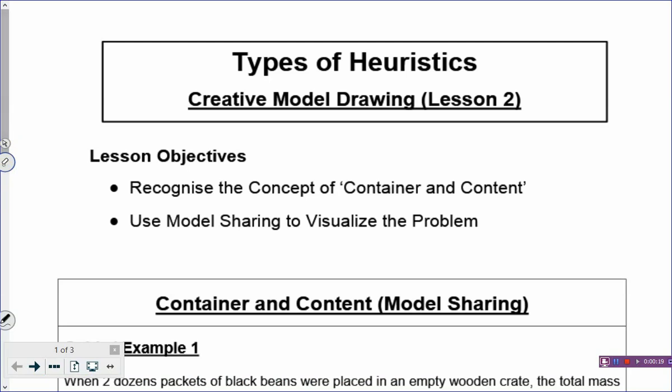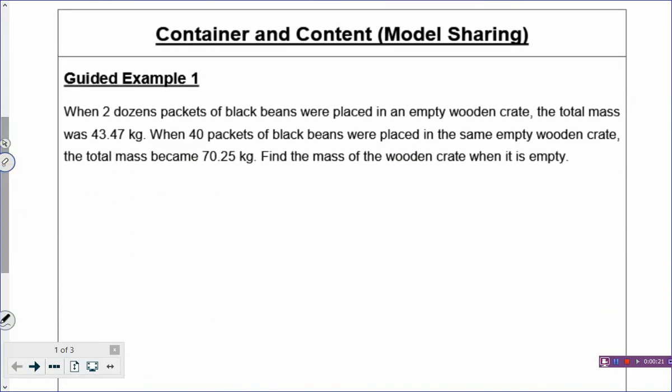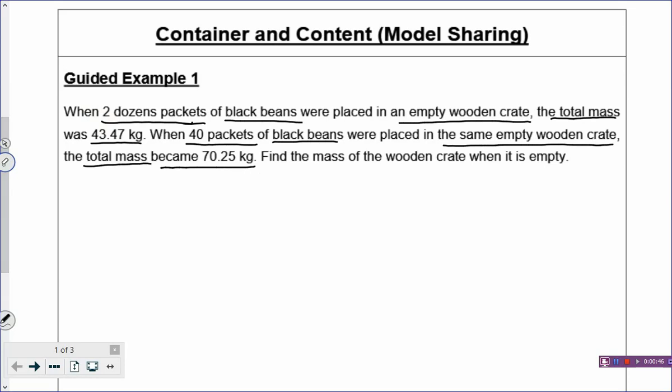Now, let's look at question number 1. Once again, we have to highlight the keywords and the important numbers. When 2,000 packets of black beans were placed into an empty wooden crate, the total mass was 43.47 kg. When 40 packets of black beans were placed in the same empty wooden crate, the total mass became 70.25 kg. So find the mass of the wooden crate when it's empty.